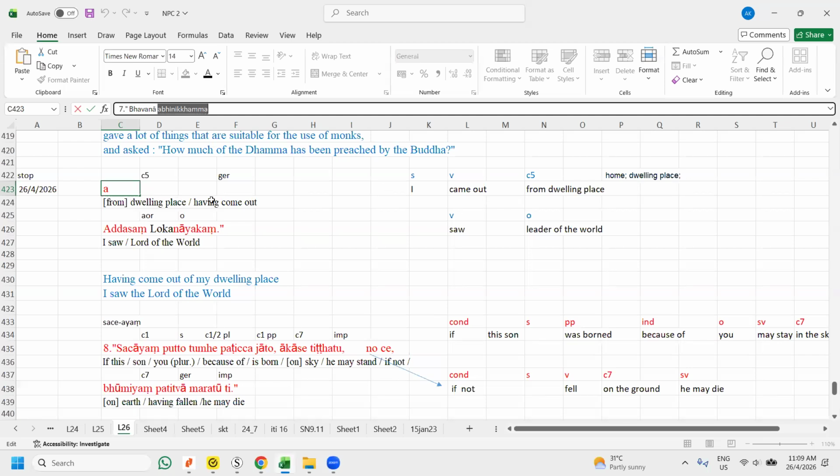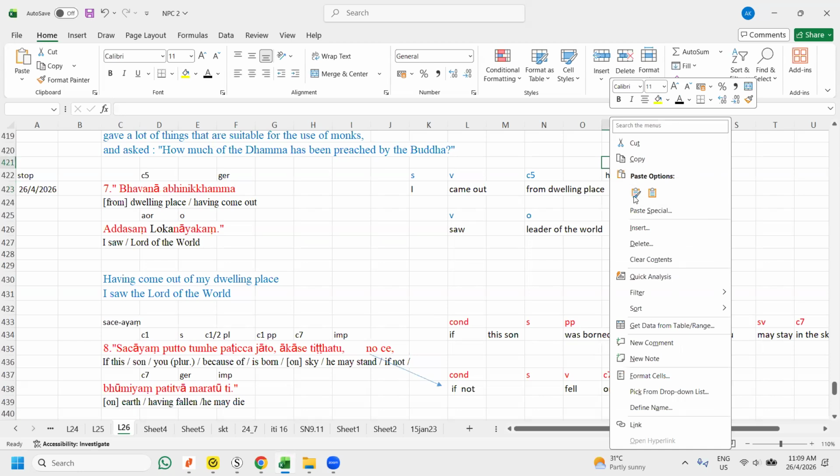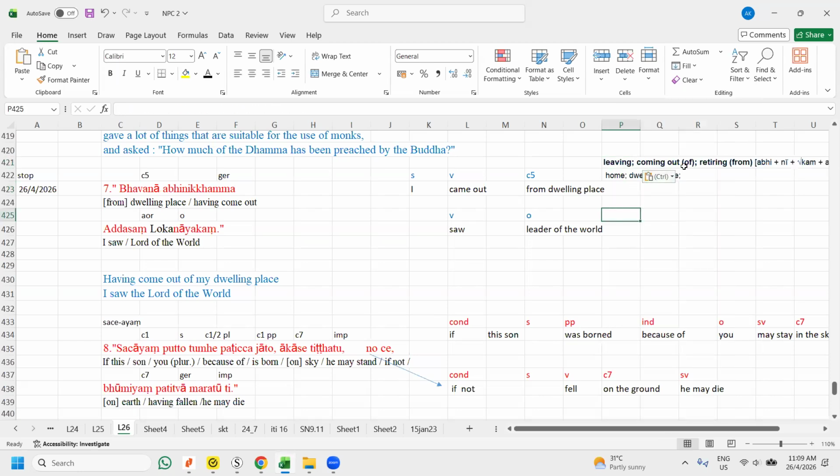Okay, having come out. So come out. Here you have to look for the subject. The subject is not found here, but you can find this aorist. So this aorist is the verb and subject. That means this is a verb. So this is Adasam. There is an A there, and then the ending is some.